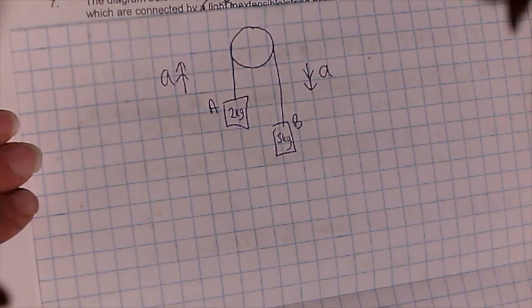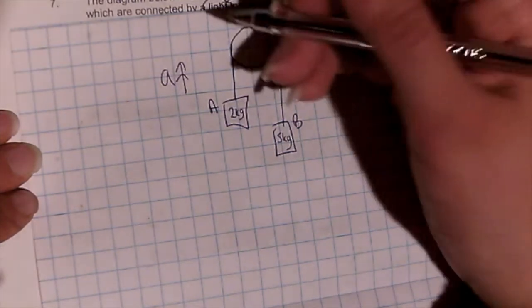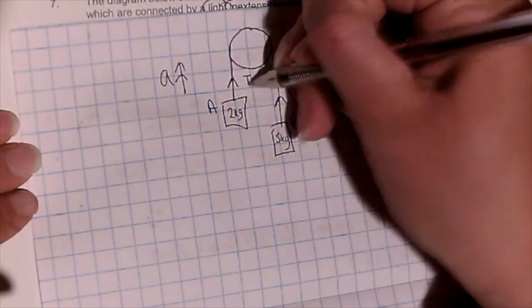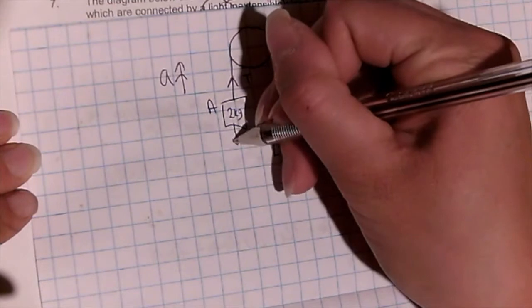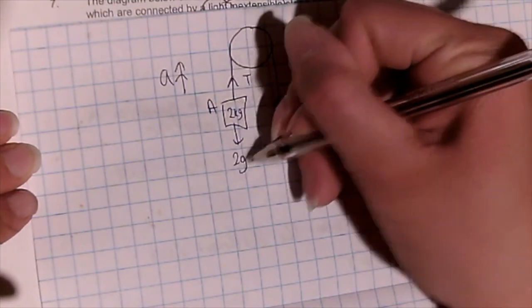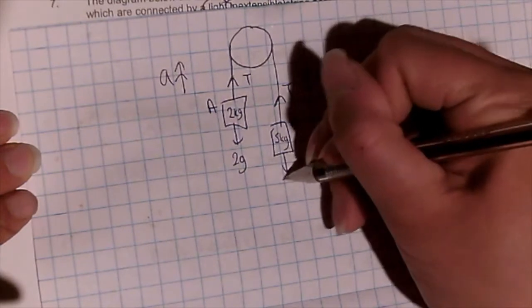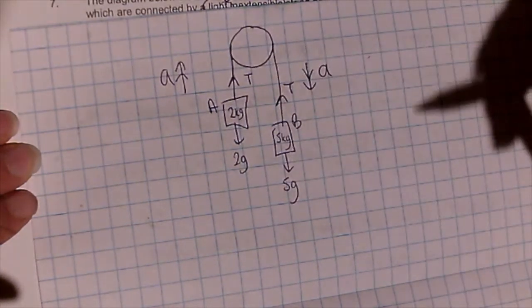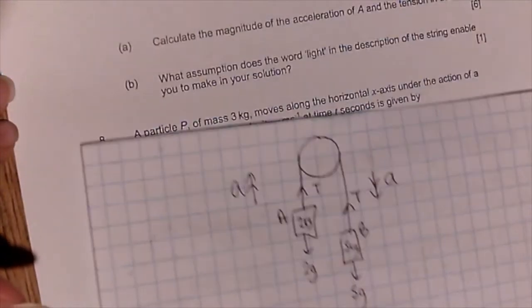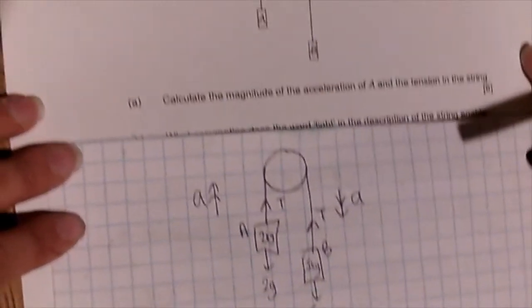Now we need to add the forces onto the diagram as well. Now the tension in the string acts upwards for both objects towards the pulley, and this object has a downward force of 2g, that's its mass of 2 times gravity, and this one has a downward force of 5g, that is its mass of 5 times gravity. So we've now drawn our diagram onto our answer sheet and we've added on the extra forces.